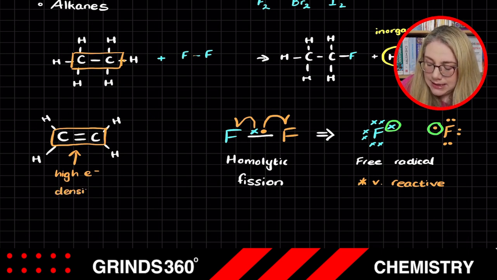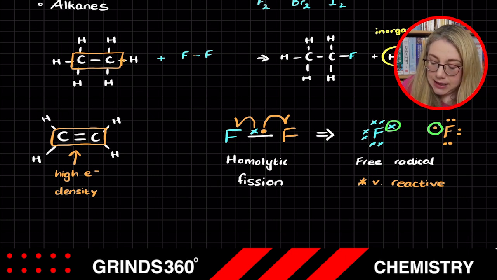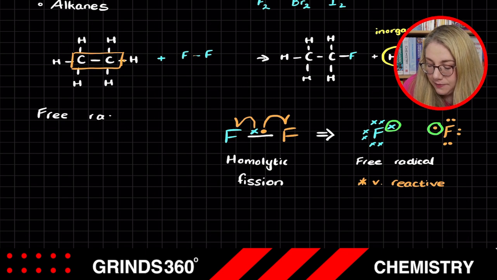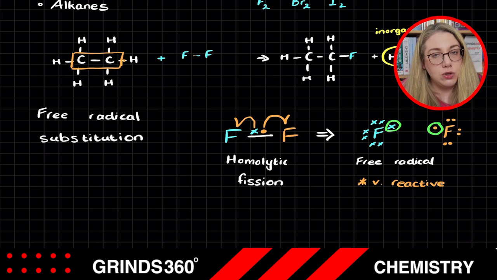That high electron density allows alkenes to undergo a different type of reaction, and we'll see that when we get to addition reactions later on. But alkanes do not have that same high electron density, so they can't undergo addition reactions. They have to undergo what we call free radical substitution. Now, that term, free radical substitution, this is how we will halogenate an alkane, where we put a halogen onto an alkane. Free radical substitution means you are going to form a free radical and then cause the substitution reaction to happen.